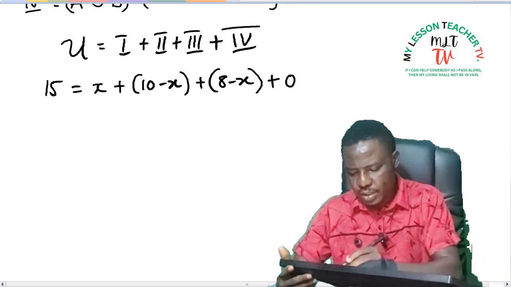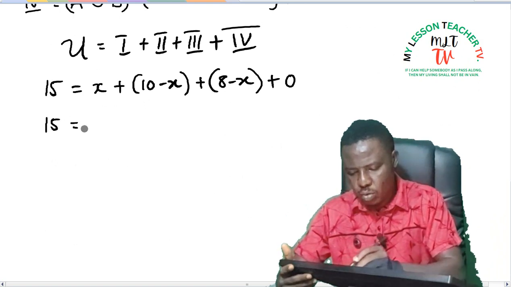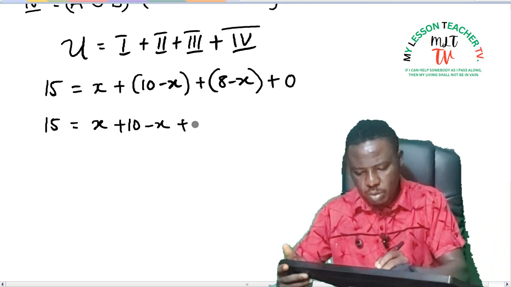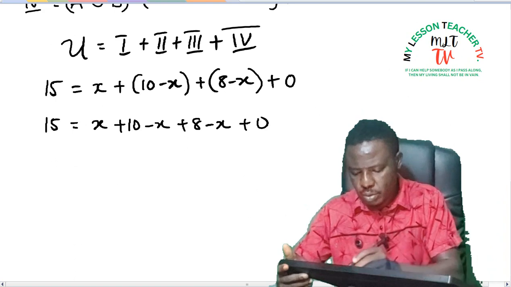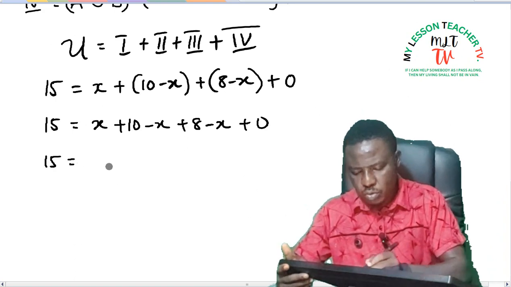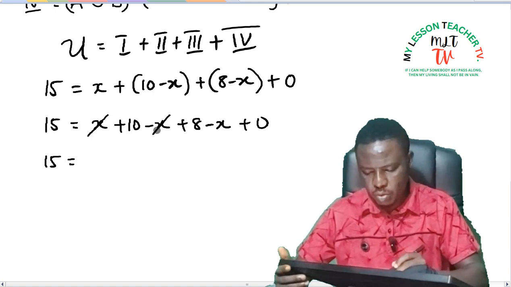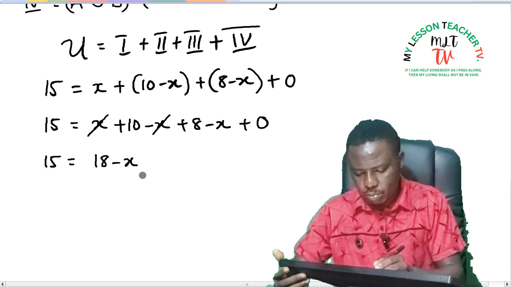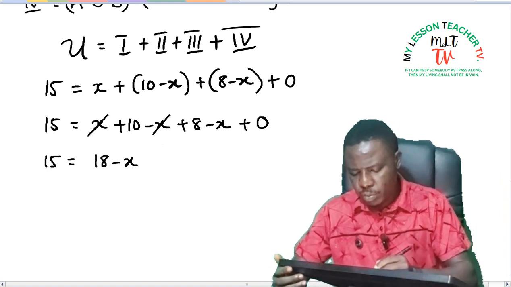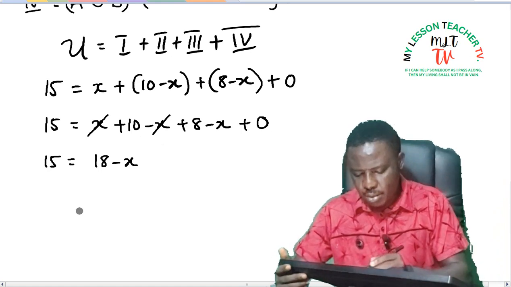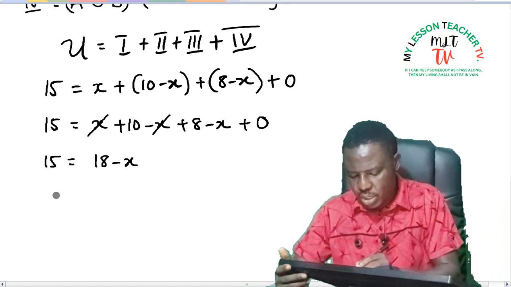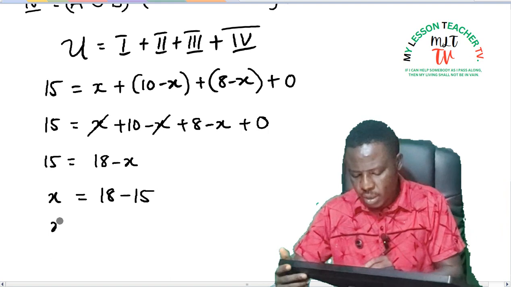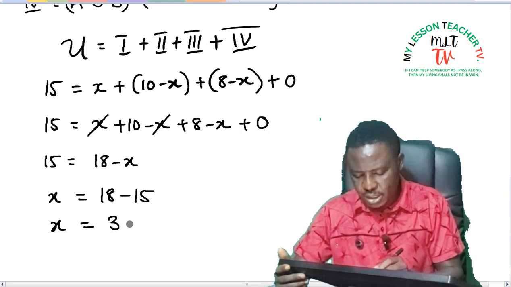So solving this, 15 is equal to x plus 10 minus x plus 8 minus x plus 0. Collecting like terms, we have 15 is equal to x minus x, which is 0, plus 10 plus 8, which is 18, plus 0. Adding 0 does not change the expression. I'm going to make x the subject of the formula by taking x to this side and 15 to the other side. We now have x is equal to 18 minus 15, and x is 3.